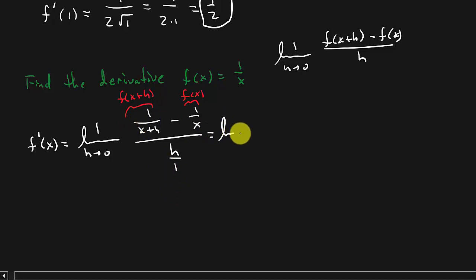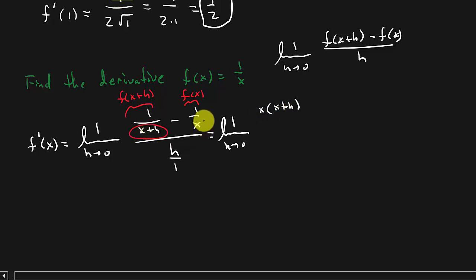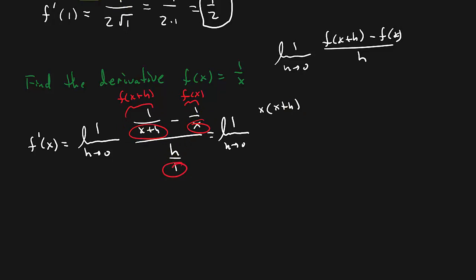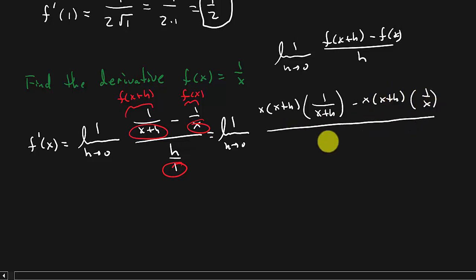So this is going to be the limit as h goes to 0 of x times x plus h. That's my common denominator. I'm looking at this denominator and this one, and my common denominator is x times x plus h. And I'm multiplying it times each term, and that's all over h times x times x plus h.